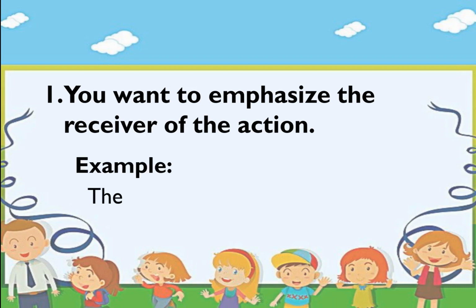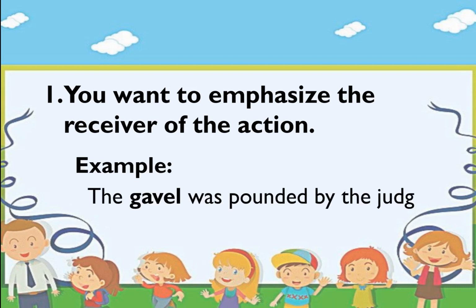Just like in this example, the gavel was pounded by the judge. As you can see here, we have gavel as our subject. Then we have an auxiliary verb and the past participle of our main verb, plus the word by and the agent or the doer of the action. So we can see the pattern of sentences that are in the passive voice.